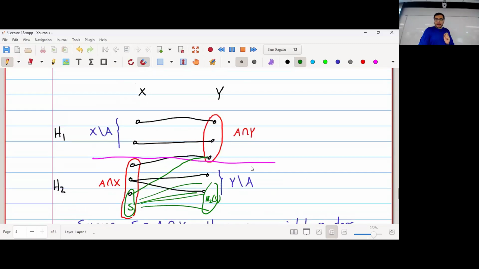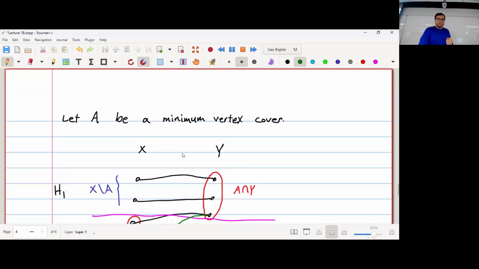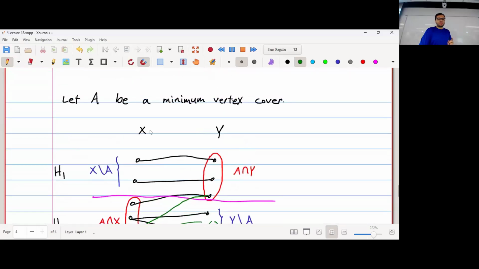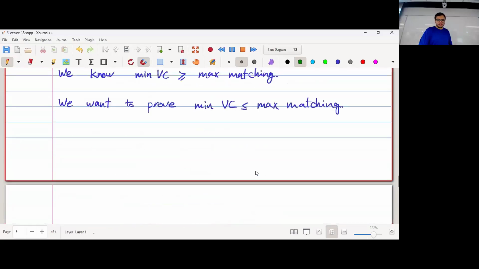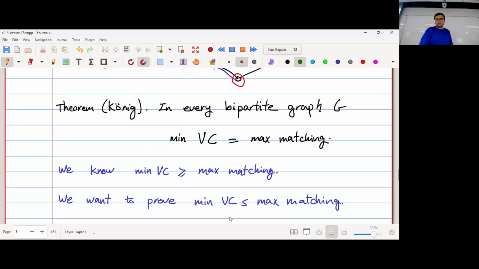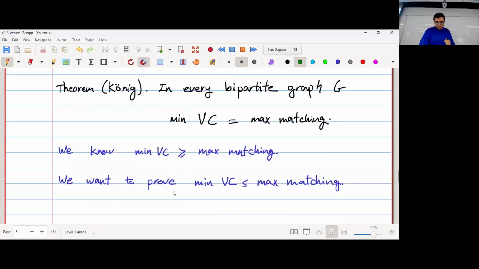So I have a matching whose size is the same as the size of my minimum vertex cover A. So because I created a matching whose size is the same as the size of the vertex cover, that has to be a maximum matching. This one is a minimum vertex cover. Basically, we proved this.